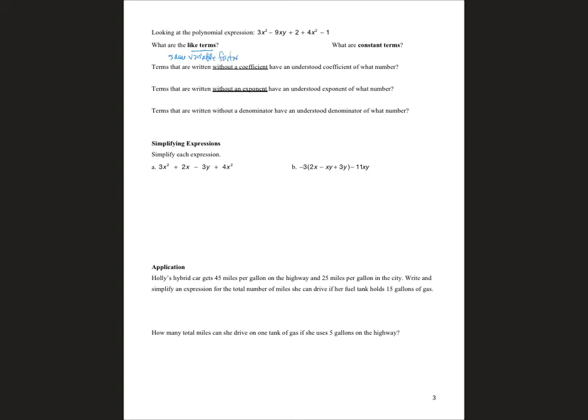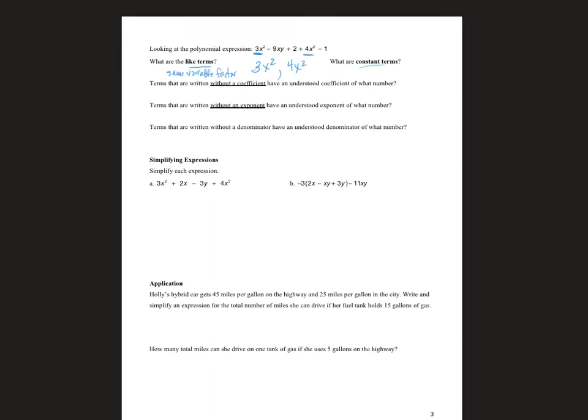So if I'm looking at this, what would be some like terms? Well, I see an x squared term. That's an xy. That's just a constant, a number. Oh, and another x squared term. So like terms would be 3x squared and 4x squared. I could combine those.